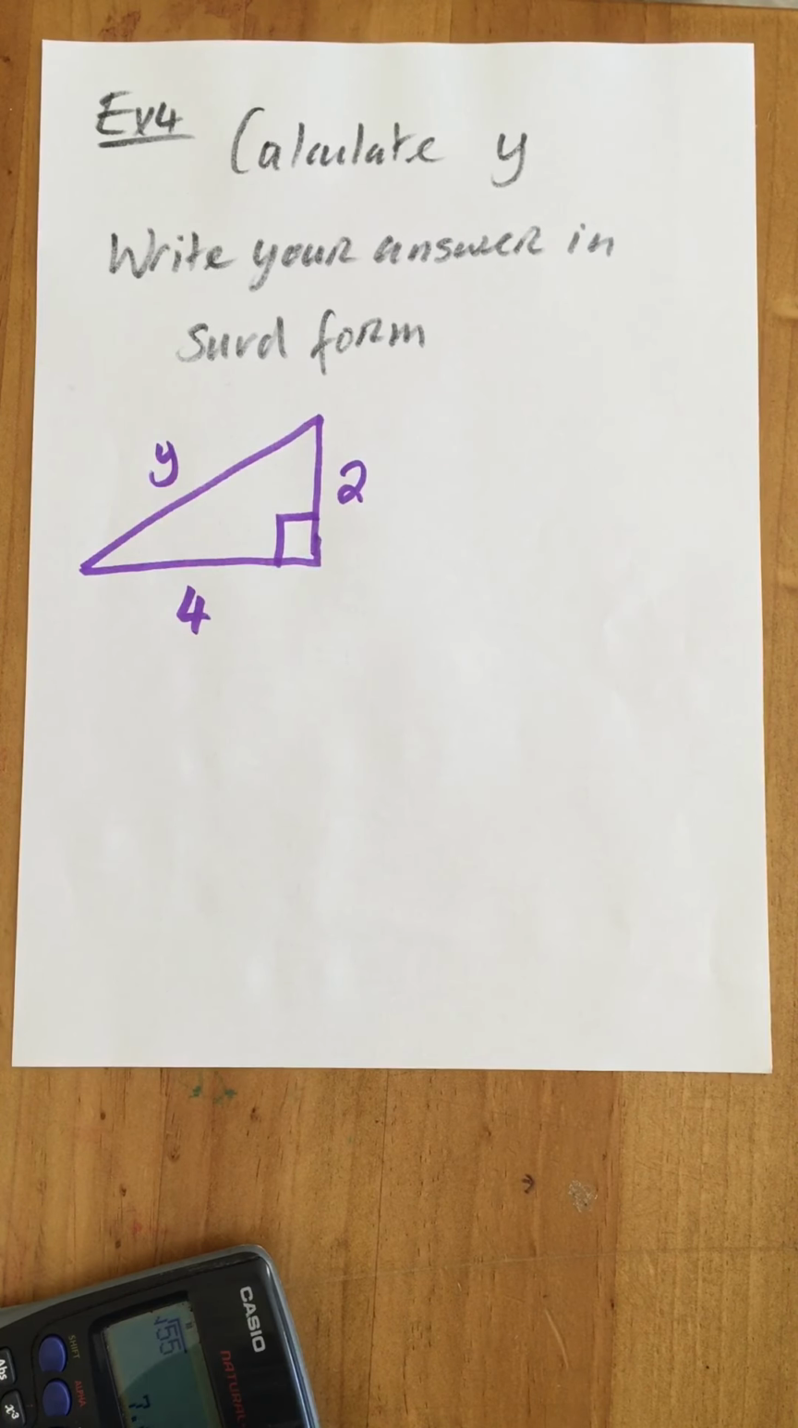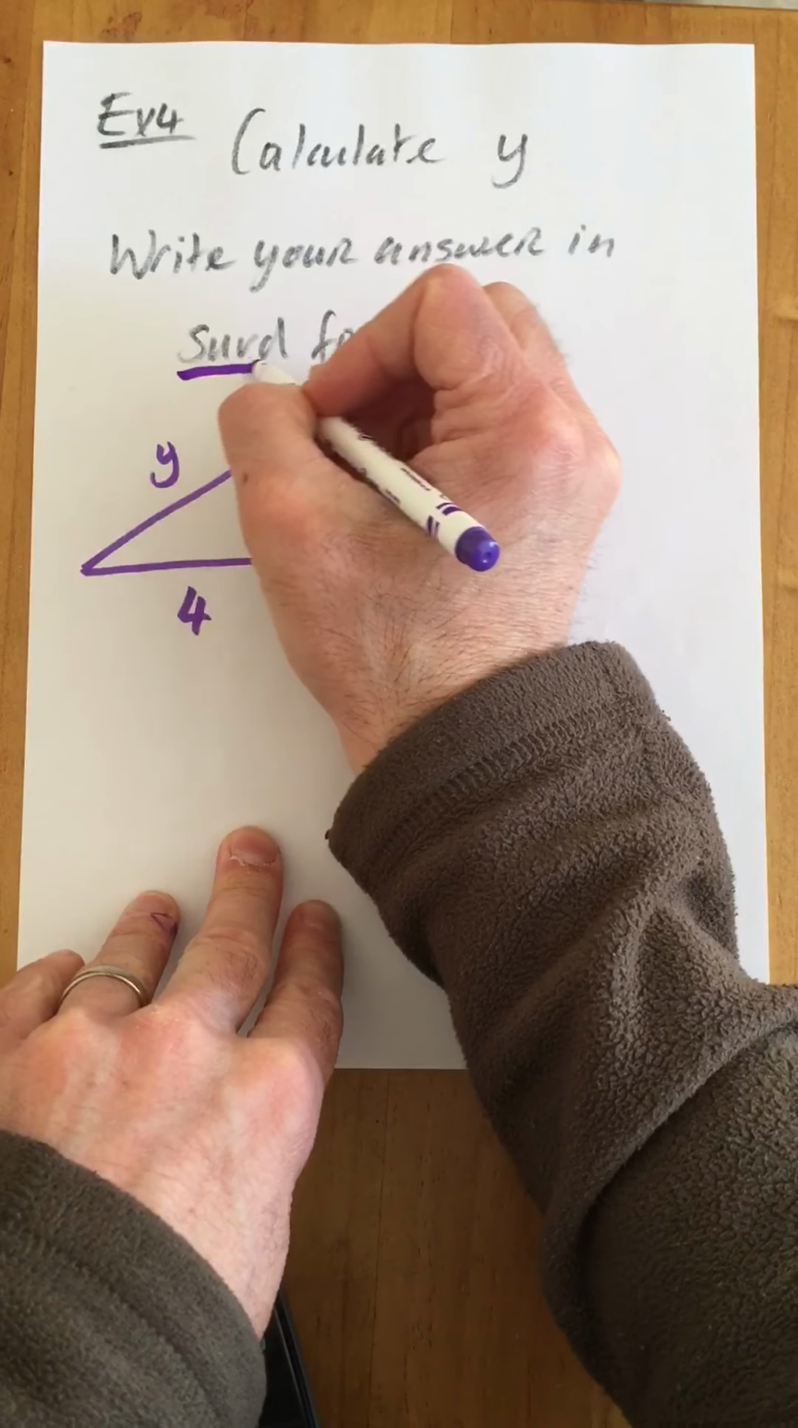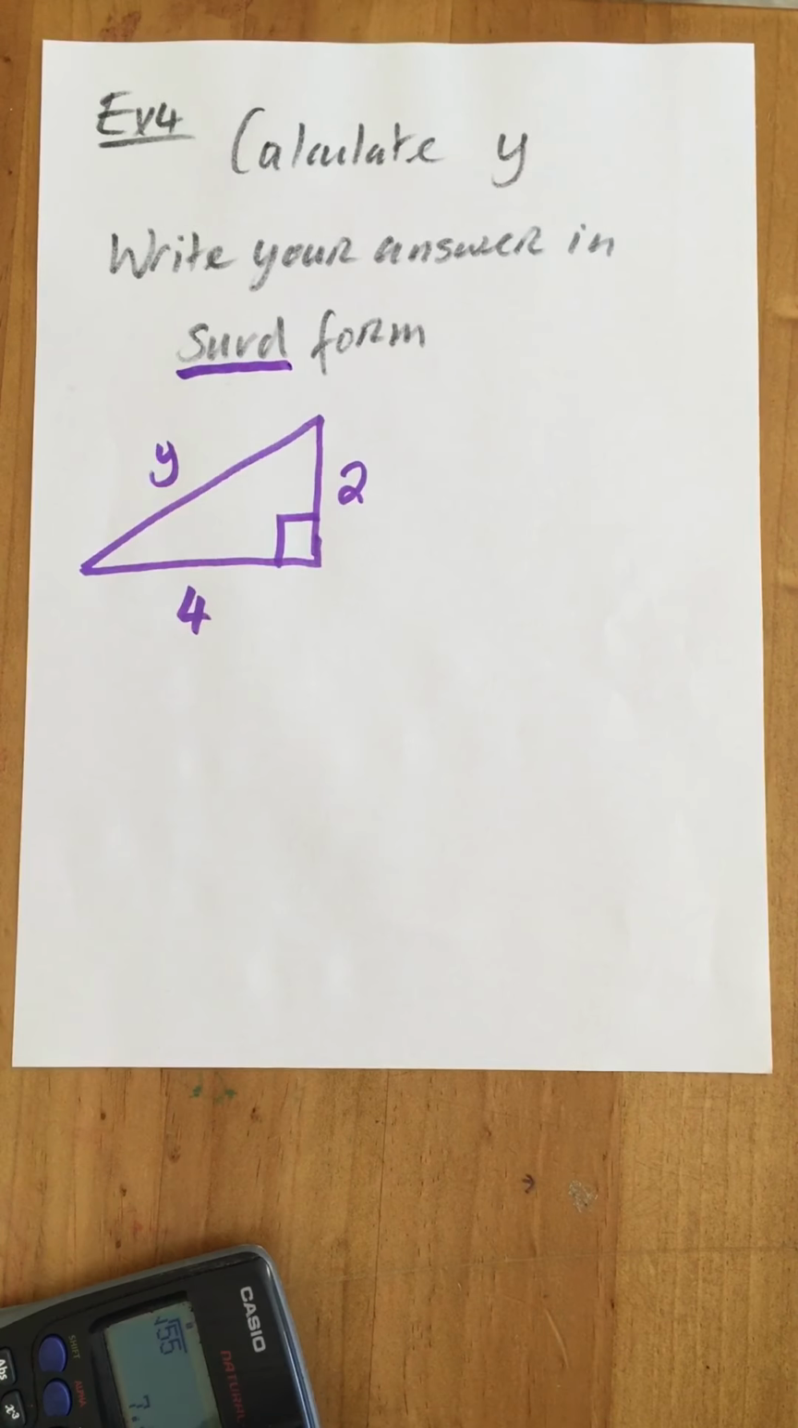We have another question here, example 4, and it says calculate y. Write your answer in surd form. Now, this is important. If you see surd form, it means they don't want decimals, they want square roots. If there's a square root in your answer, you leave it as a square root. Okay, so let's see what happens here with this one.